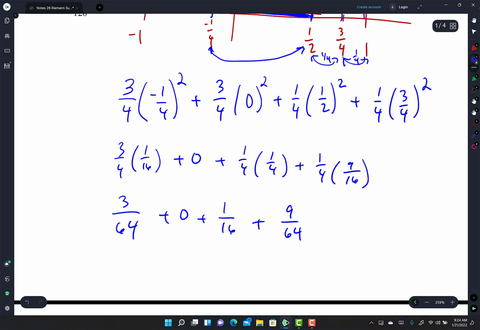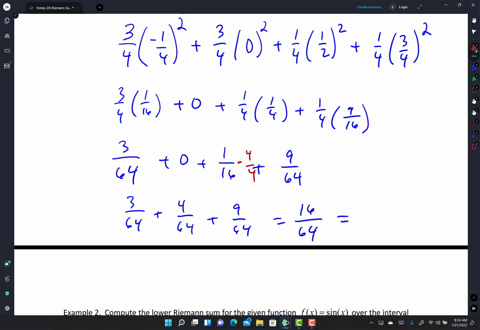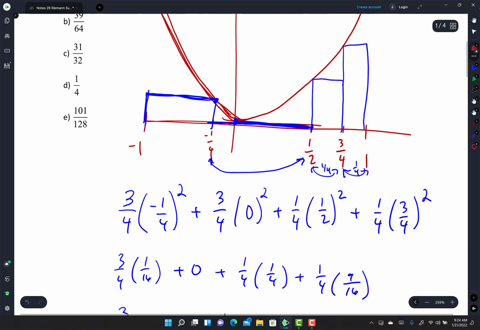And the only one we got to change the common denominator on is this one here. So 4/4. So we get 3/64 plus 4/64 plus 9/64, which is 16/64, which reduces to, 16 goes into 64, is it 4 times? 1/4.